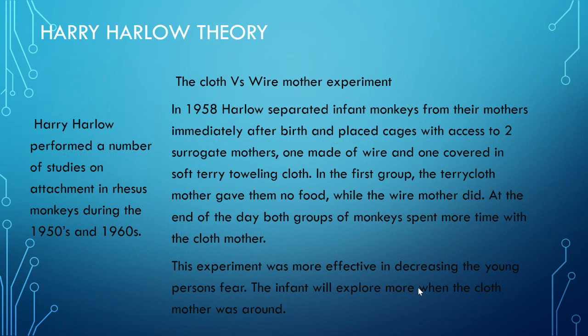Harry Harlow's theory. Harry Harlow performed a number of studies on attachment in rhesus monkeys during the 1950s and 1960s. The cloth versus wire mother experiment was one of Harry Harlow's studies. In 1958, Harlow separated infant monkeys from their mothers immediately after birth and placed them in cages with access to two surrogate mothers, one made of wire and one covered in soft terry towelling cloth. In the first group, the terry cloth mother gave no food, while the wire mother did. At the end of the day, both groups of monkeys spent more time with the cloth mother.